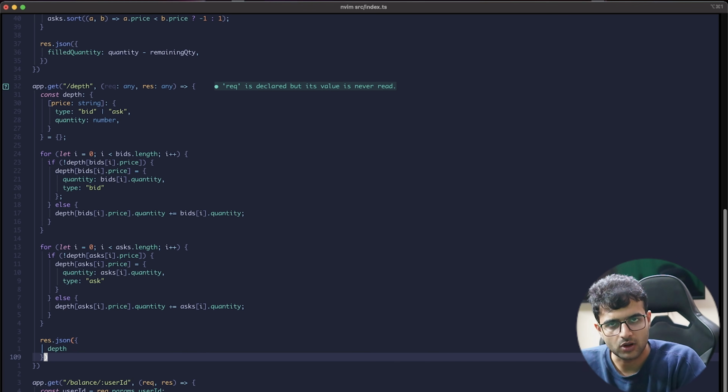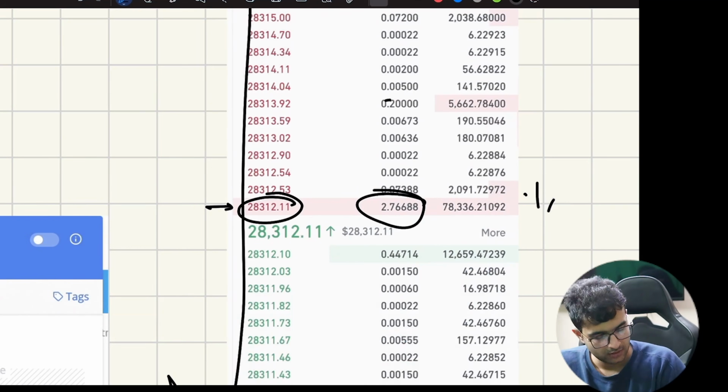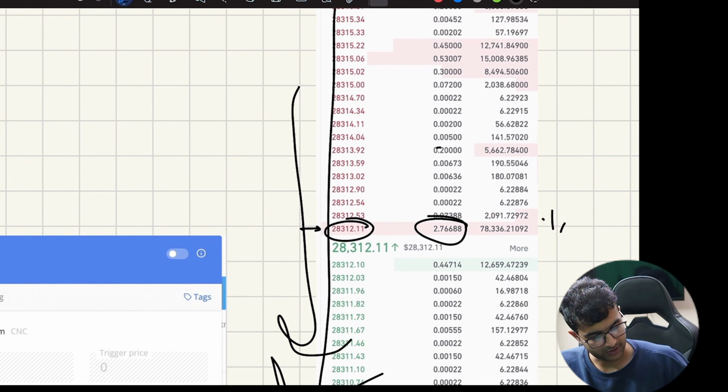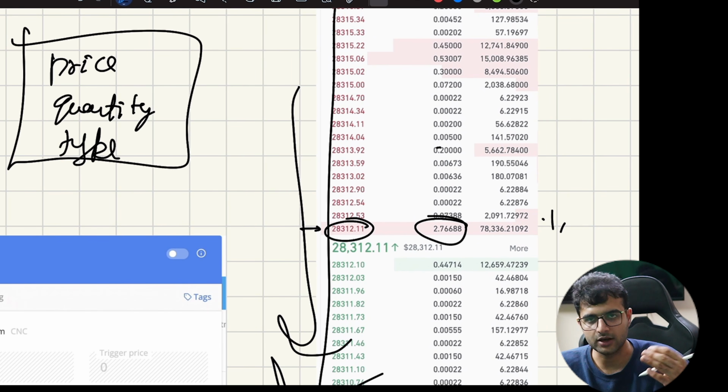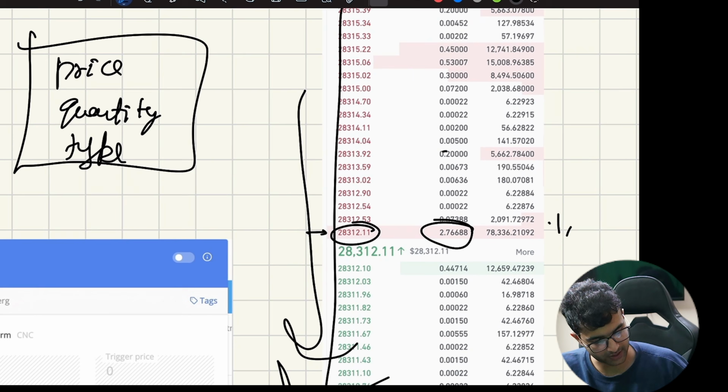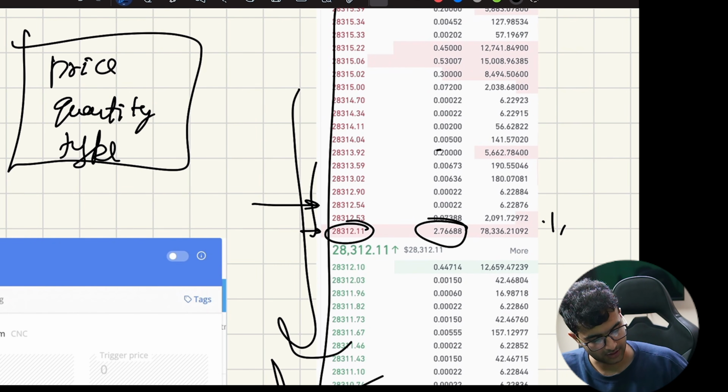We will see what response it returns eventually, but at a high level, the response needs to be very similar to something that can show this on the front end, which means a bunch of price, quantity, and type, an array of these elements, which has the price, the quantity, and the type. If the type is an ask, it will go up here. If a type is a bid, it will go down here.